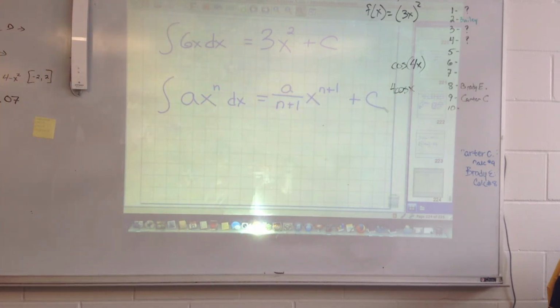x to the n plus 1. So in general, there's kind of a formula for finding the integral. That's not terribly bad. So just work backwards. I think just work backwards, how I've always done it.